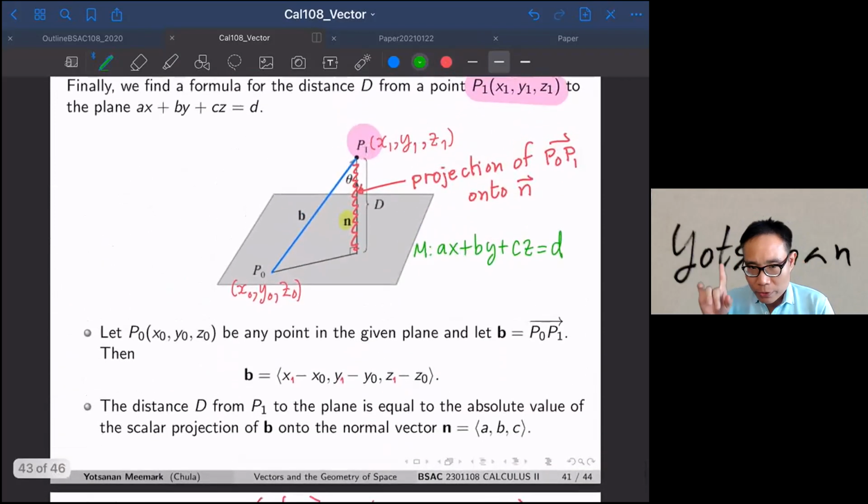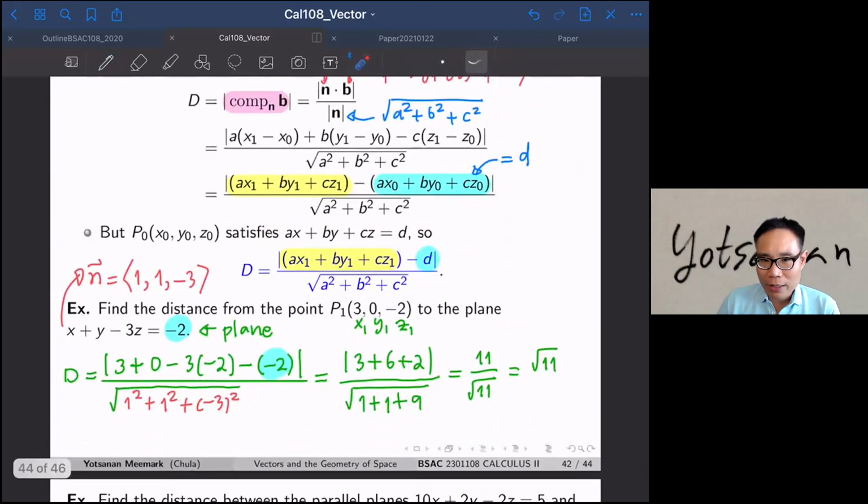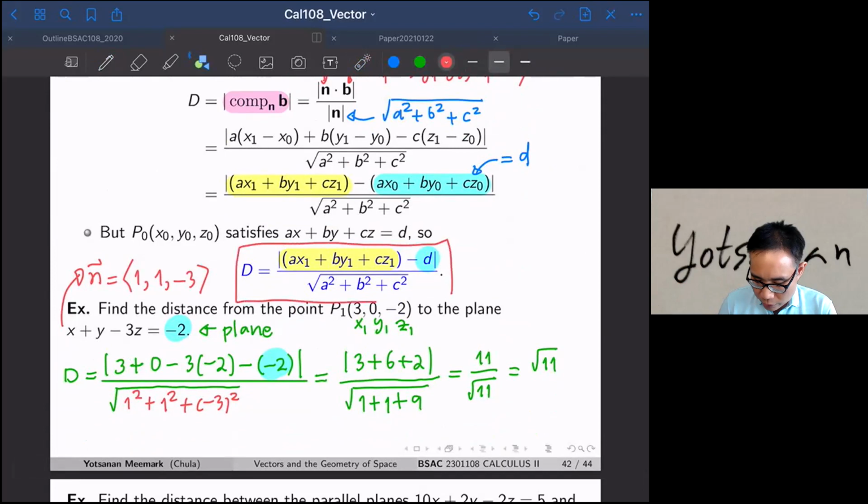So let's conclude this a little bit. The question will give you one point outside the plane and the equation of the plane, and ask you to find the distance. You may not need to know how to prove the formula, but you may recognize that the formula comes from the orthogonal projection. The thing you need to memorize turns out to be just this formula. So let me box this one. That is going to be the formula.